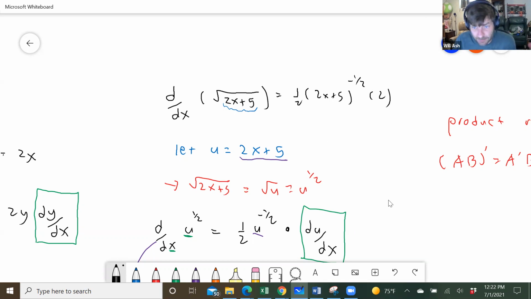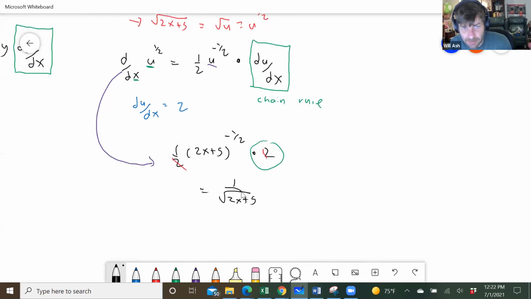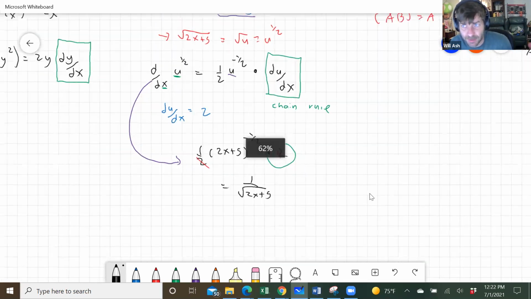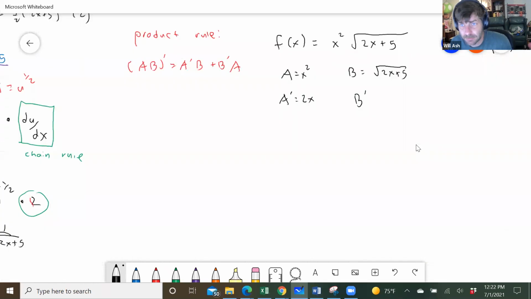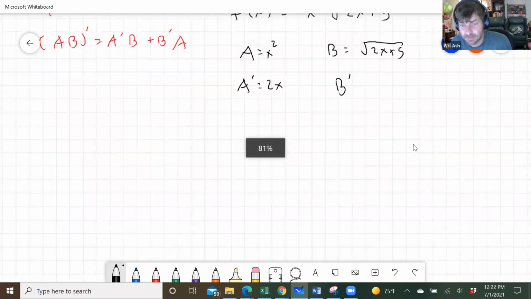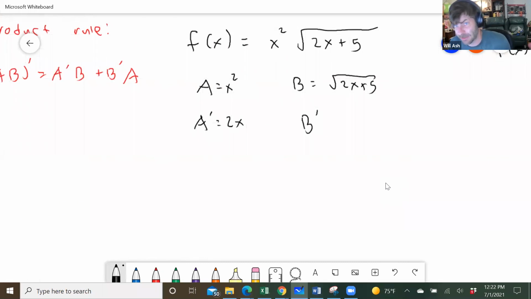Now, what happened was all of this business. But we don't need to write this all out every single time. Okay, so now I've got my b prime. There it is. It's the derivative of this thing, which we said was this. And again, nothing particularly special about it being square root. If this had been 2x plus 5 cubed, I would have done the same thing.